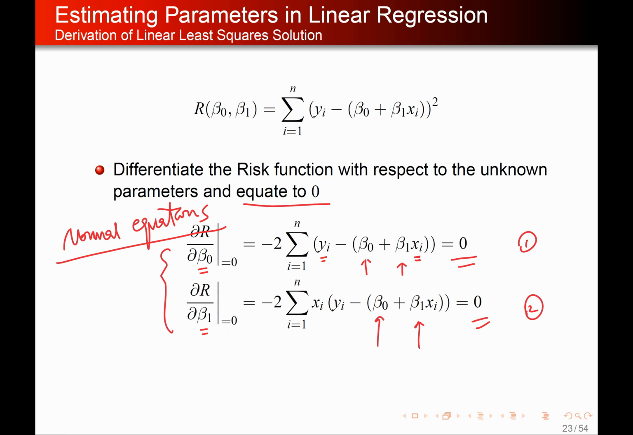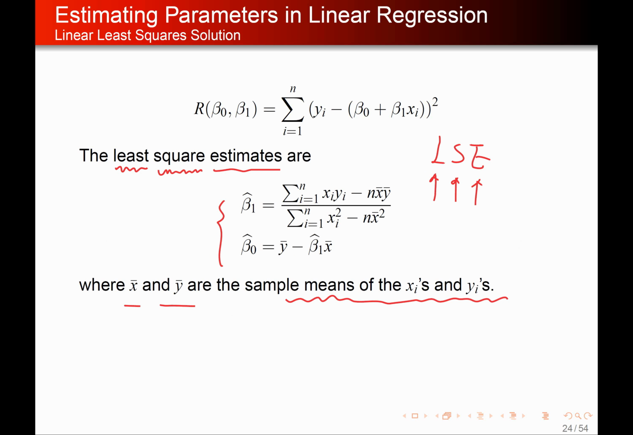These 2 equations are also called normal equations. By solving the two equations, we will be able to get the least square estimate, LSE, so we call it least square estimation. We will be able to get beta 1 hat and beta 0 hat. Here we have x bar and y bar, the sample means of the xi's and yi's.